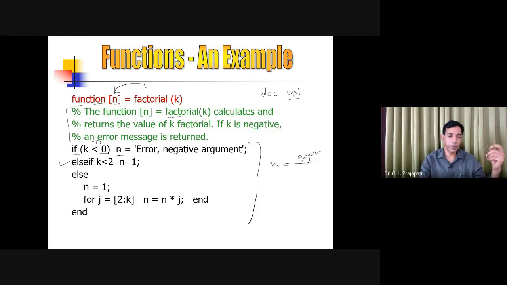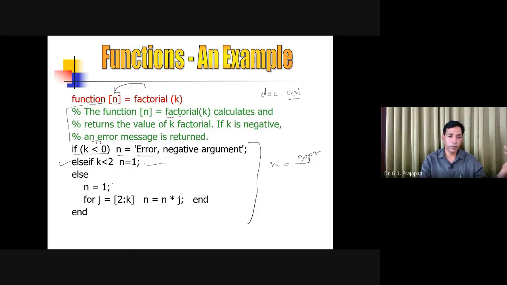So if this, then this, else if, again you have the condition. If k is less than 2, then you know the answer is only 1. Otherwise, if k is less than 0, then you have the error. If k is less than 2, then your answer is 1. And otherwise, if k is more than or equal to 2, then you have to compute like this.